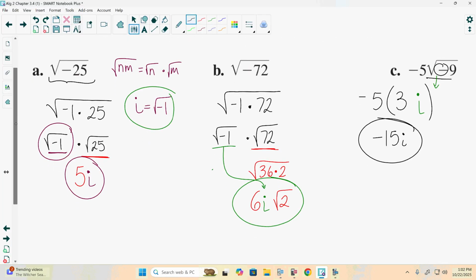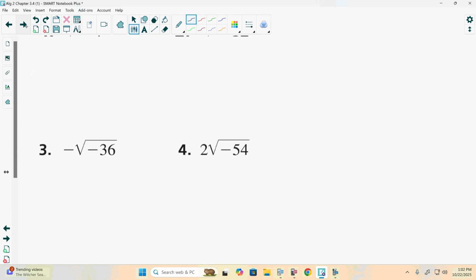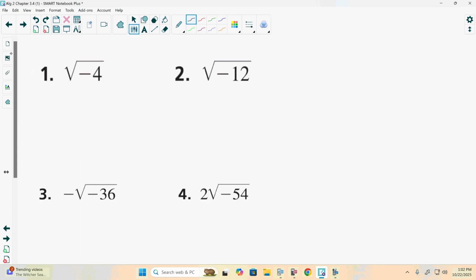Questions on these first three here? Let's look at the next one. We have square root of negative 4. Well, as we just said, this negative 1 inside the radical is going to come out as what? It's going to come out as i. Now, what that leaves us with is just the square root of 4. And our square root of 4 would reduce to 2, telling us that the square root of negative 4 is 2i.